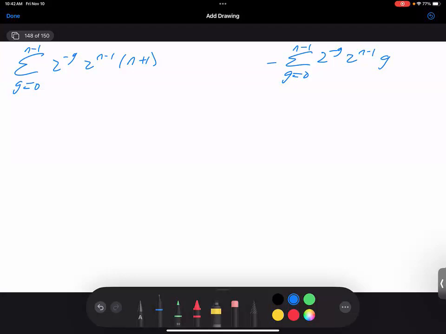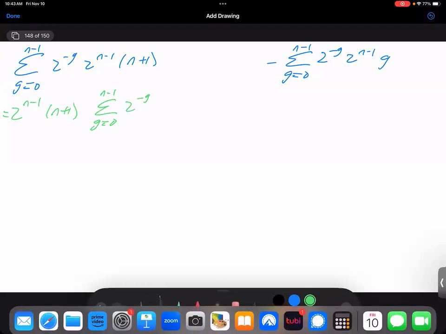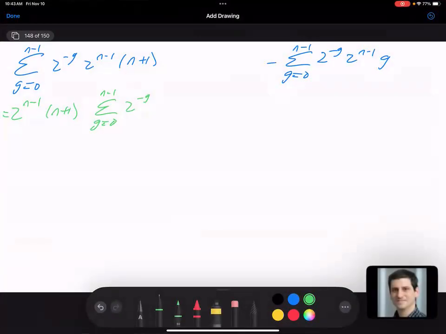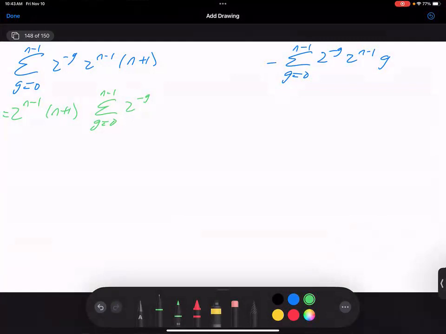All right. So let's look at the first one. Well, for the first one, I can pull out the 2 to the n minus 1 and the n plus 1. And then I have a sum. G goes from 0 to n minus 1, 2 to the negative g. What does this look like? Do you recognize this? So have we seen any sums like this before in our career? Yes, what sum is it?